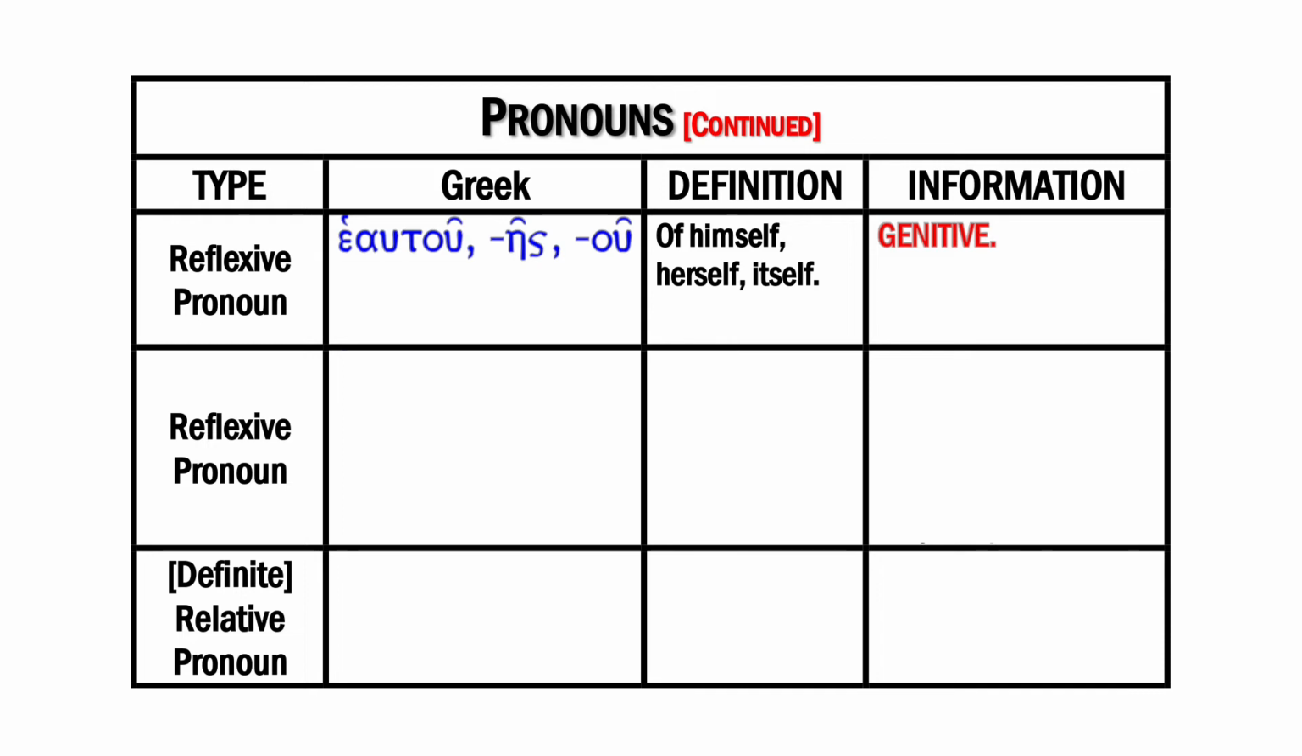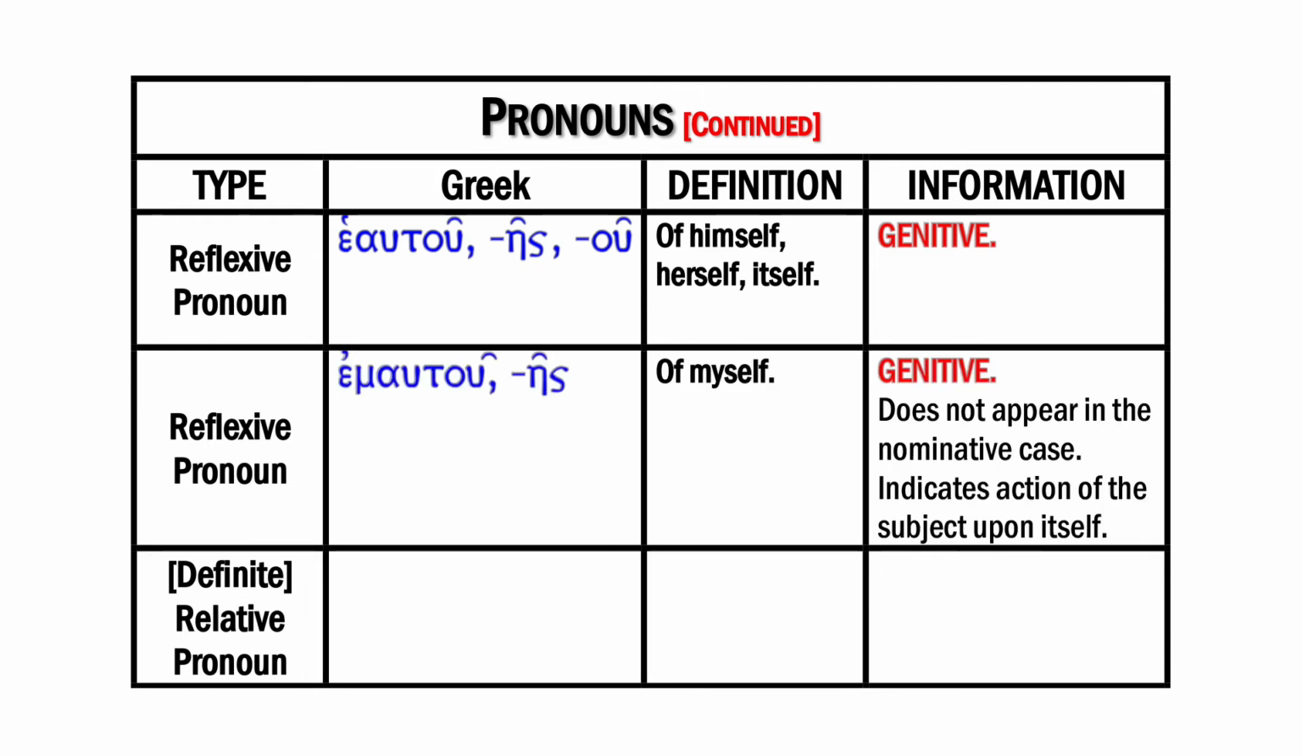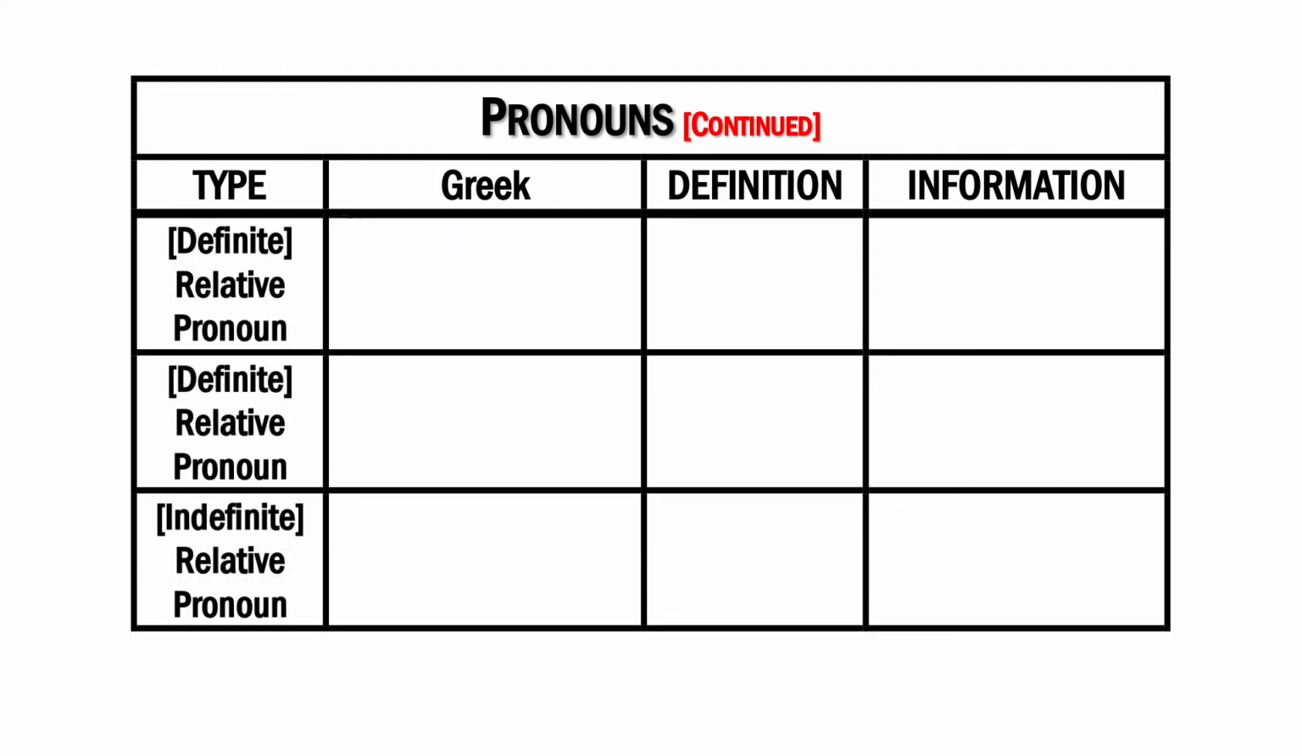Next we have reflexive pronouns, emautou, which means of myself. It's in the genitive case, but does not appear in the nominative case. It indicates action of the subject upon itself. Next is relative pronouns, hos, which we've seen before. It means who. Next we have relative pronouns, definite, such as he, which means which, and ha, which means what. And the indefinite relative pronoun, such as hostis, which means whoever.